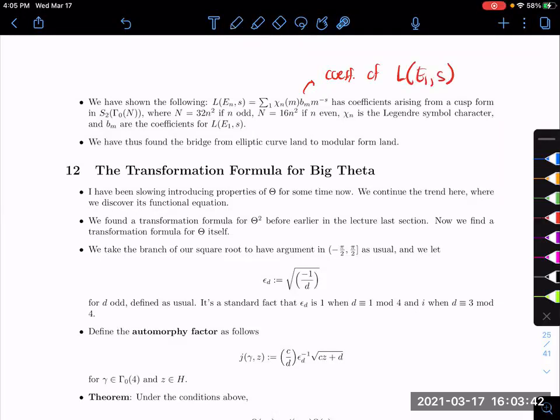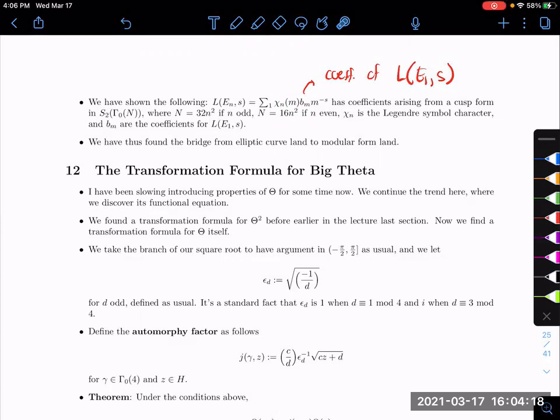These coefficients actually arise from a cusp form of weight 2 for the congruence subgroup gamma naught of N, which remember is the set of all matrices in SL2Z that have lower left entry 0 when you reduce the entries mod N. And what is this capital N? It's 32 little n squared if little n is odd, and it's 16 little n squared if little n is even. And so these coefficients aren't just random or arbitrary. They come from a cusp form.